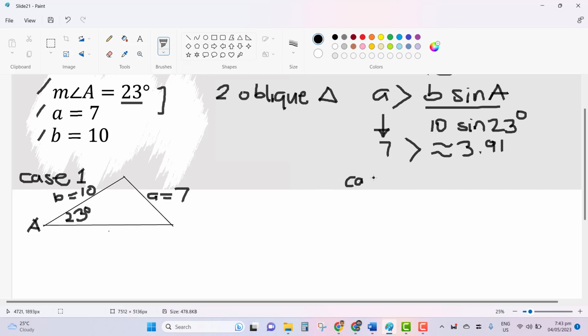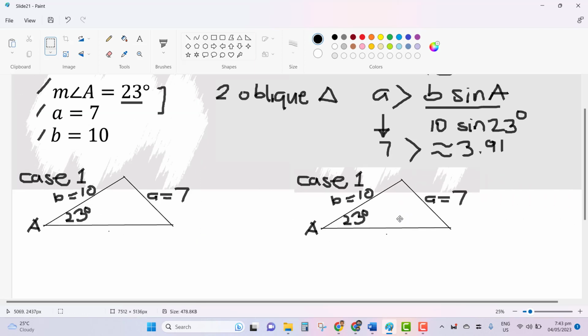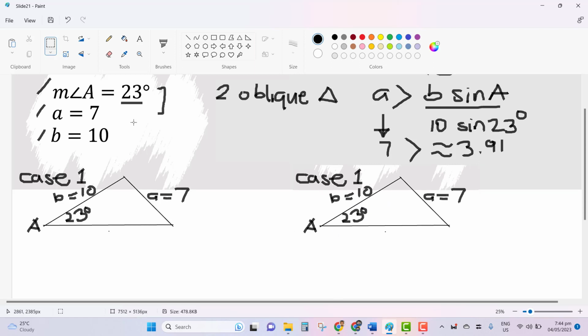Case 2 is what will happen if we are going to, let me copy the same case here, lay somewhere here, and this is our case 2. The second case is if this side A is moved here, or just like that.